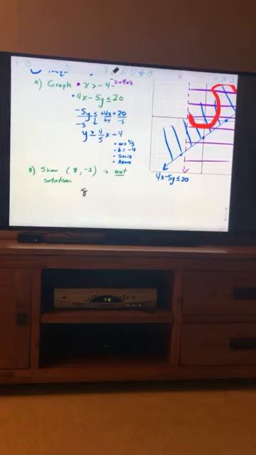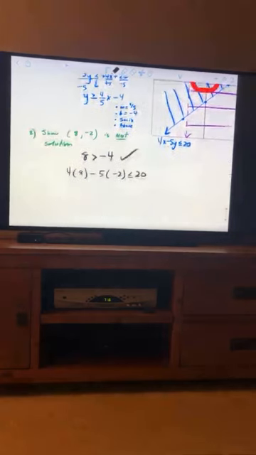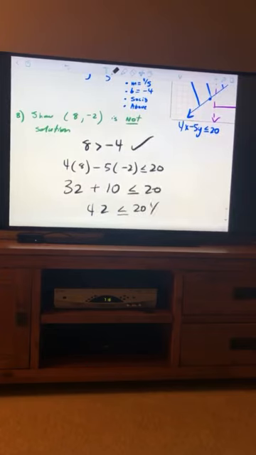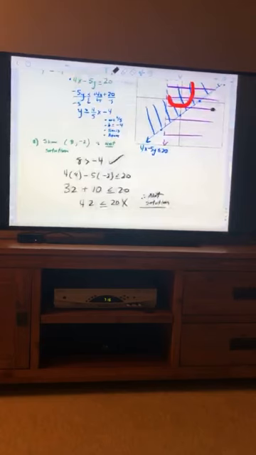I could also do this algebraically. So obviously it satisfies the x inequality. However, it fails, it has to fail, based on what we just saw, the other one, since it's not in the blue region, blue solution region. 32 minus or plus 10 with the double negative. 42 is not less than or equal to 20, so therefore not a solution. Doesn't satisfy, keyword, both inequalities.